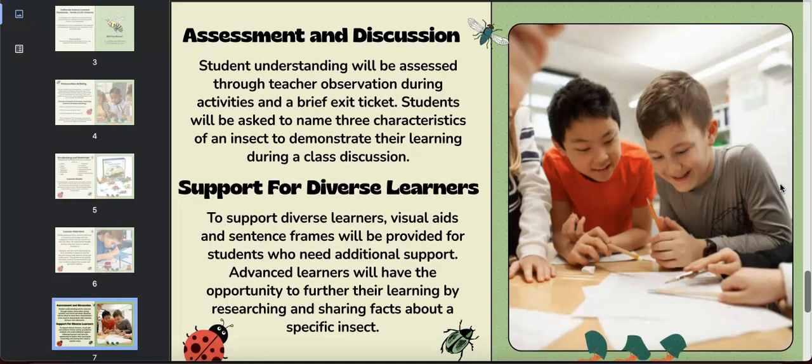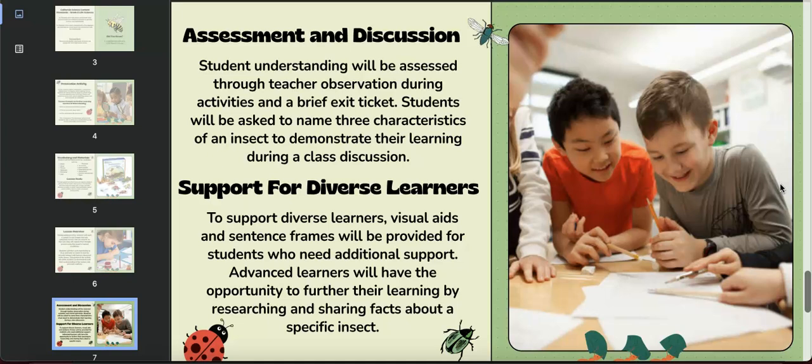So assessment and discussion. So a big thing here is that we'll have a class discussion to go over the activity, and through this discussion, we will have our exit ticket. So students will be asked to name 3 characteristics of an insect to demonstrate their learning during the class discussion.